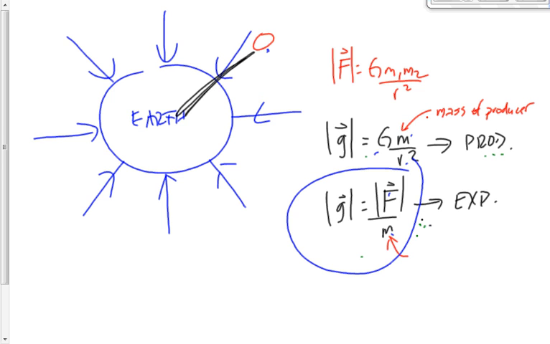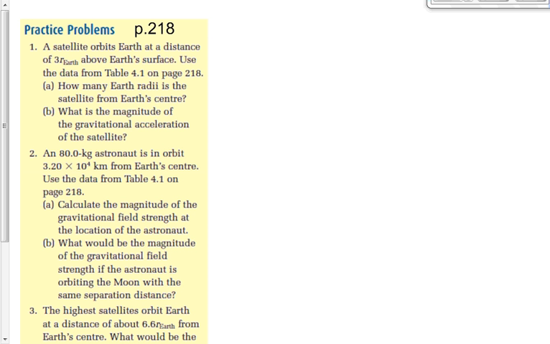All right, we had 3 questions on 218 for homework. Any issues with any of those 3 questions, please? Number 2? Got 1, 2, and 3. 1, 2, and 3. What a coincidence.